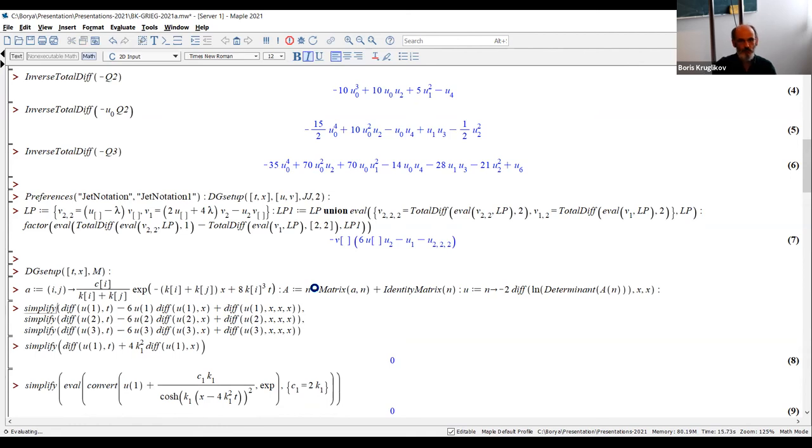Why does it compute long? Because actually U3 has a pretty long expression. So no, actually, let me stop it. I think I didn't announce this one.